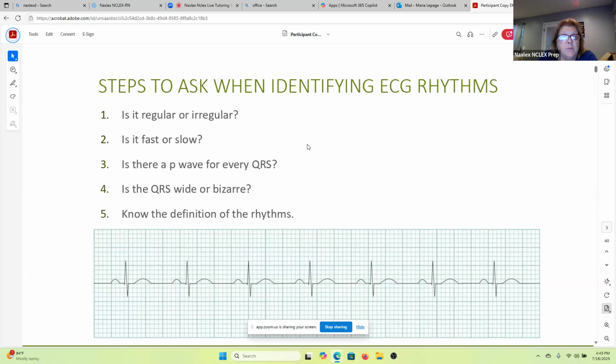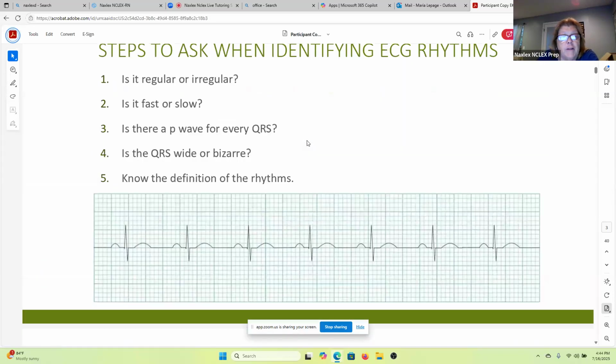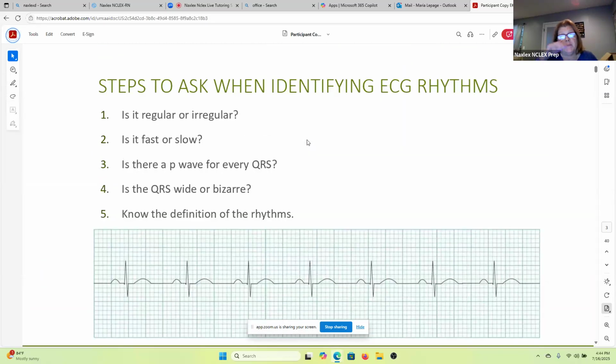And as you can see in this one, which is normal sinus rhythm, the QRS complex is narrow. And we have a P wave for every QRS complex. It is regular and it is a normal sinus rhythm, which is 60 to 100. So, learning the definitions of the rhythms will be very helpful in helping you identify them. If you can identify the normal rhythms, then you can identify the abnormal rhythms.